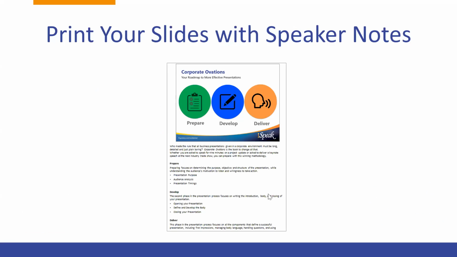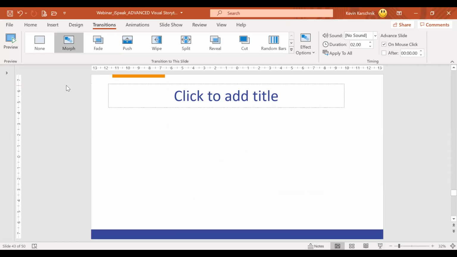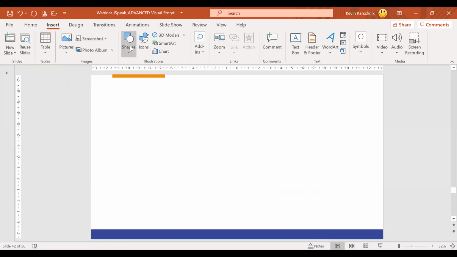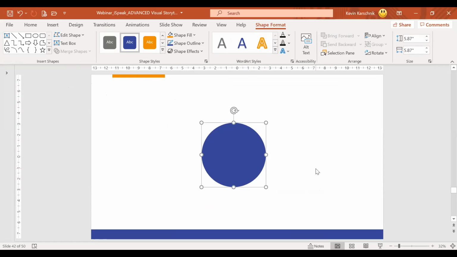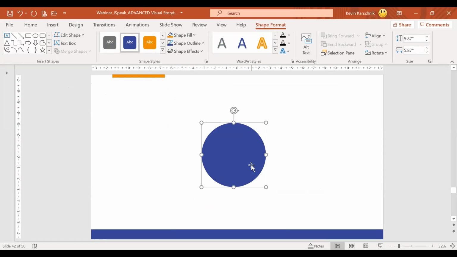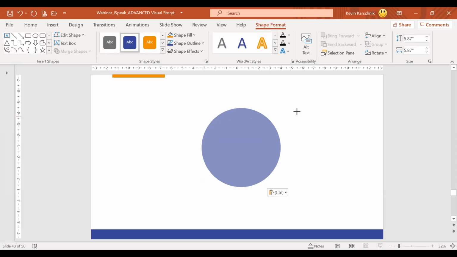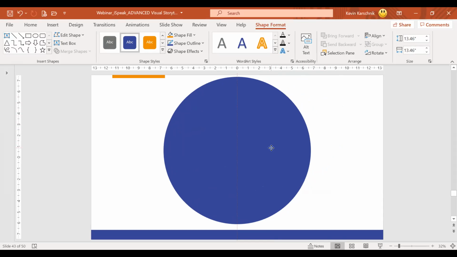So let me walk you through one more example with this. I'm going to delete all of what we've done so far, and we're just going to start over. What I'm going to do very, very simply is insert a shape, and I'm going to draw a circle, again holding down the shift key. That's all it's going to be, a simple circle. I'm going to copy it, go to the next slide, and paste it, and I'm going to make that circle take up the whole screen. I'm going to make it bigger.